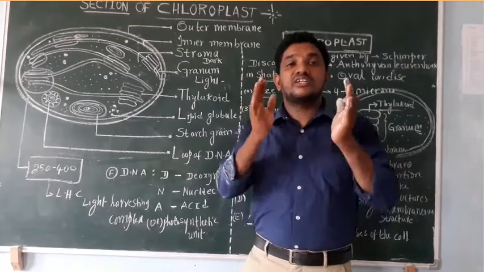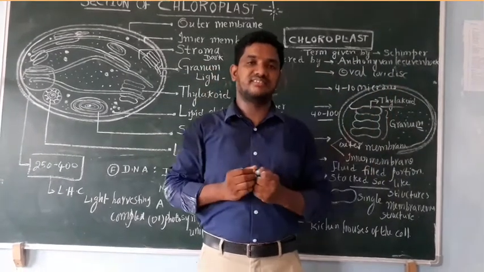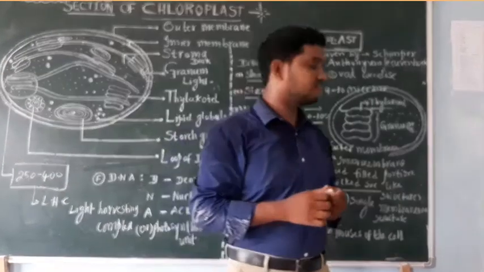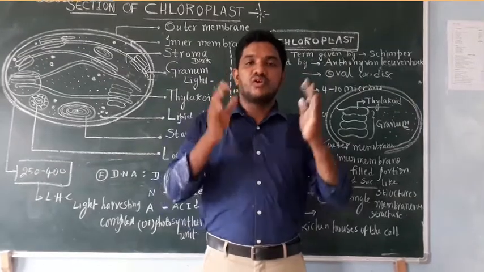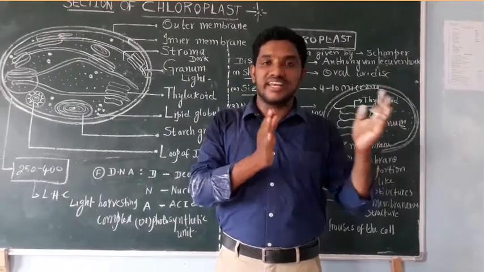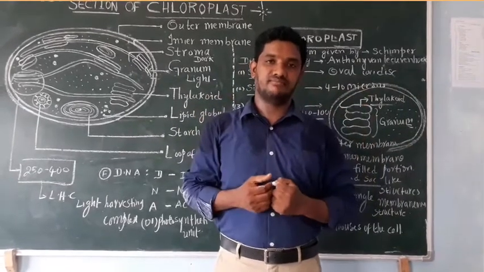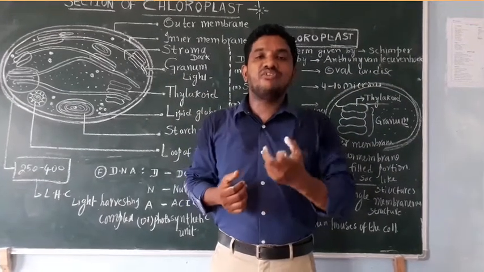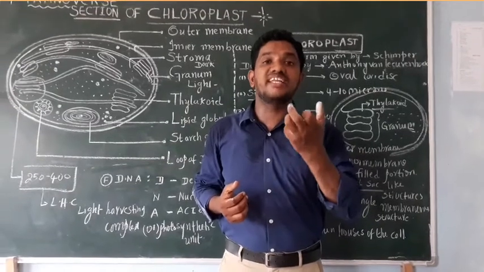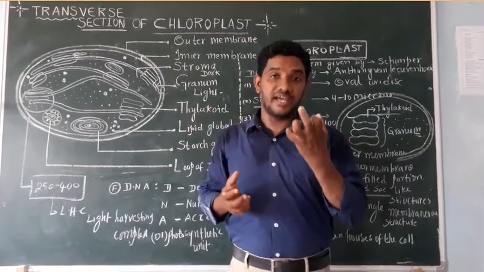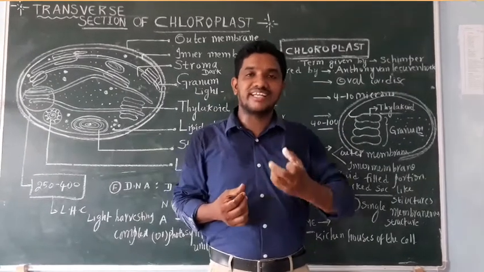Next one, there are two types of chlorophyll pigments, chlorophyll A and chlorophyll B. Chlorophyll A is blue-green color, chlorophyll B is yellow-green color. Chlorophyll contains one atom of magnesium. It has a similar structure to hemoglobin, which contains iron.